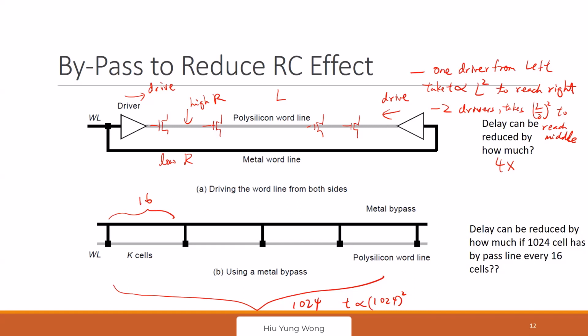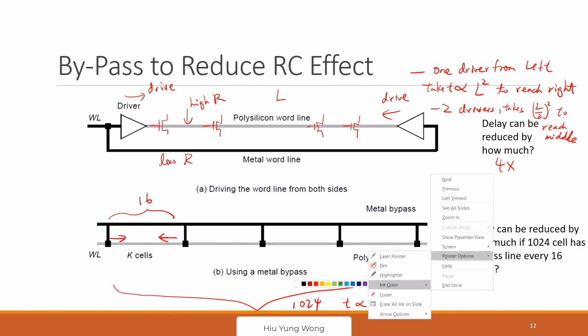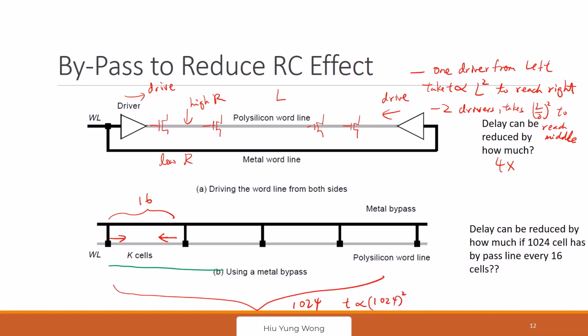then what does it mean? It means that I'm going to drive from here and here at the same time. We assume the metal is very conductive, so no delay. Here, I need to drive all the way for 124 cells. Here, how many do I need to drive?